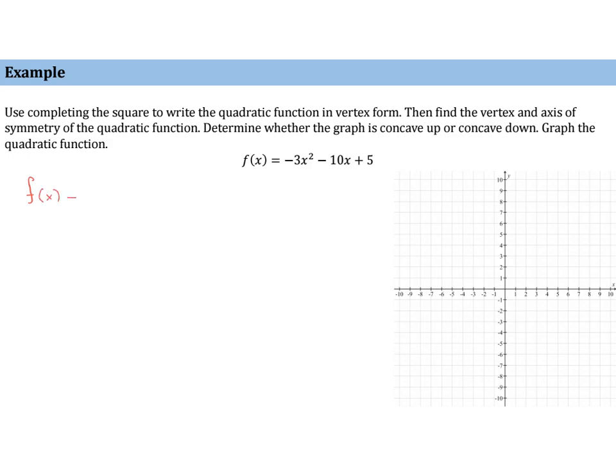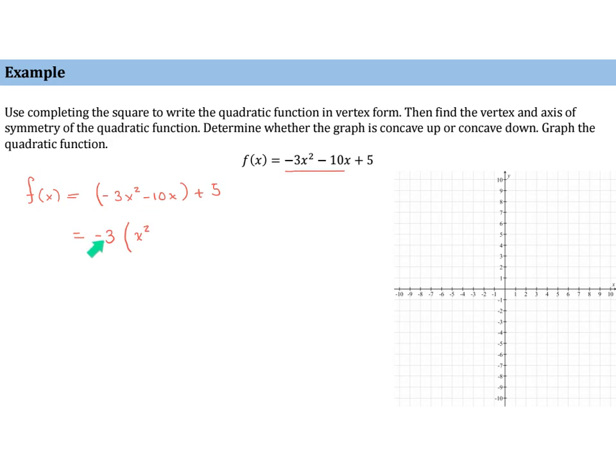f of x equals, now what we will do is again group the first two terms. But now, we do not like having this negative 3 in front of the x squared. If you remember back in our picture of completing the square, we had a square that was x by x. So this negative 3 is standing in our way. So let's go ahead and factor out a negative 3 from inside the parentheses. So negative 3 times x squared.